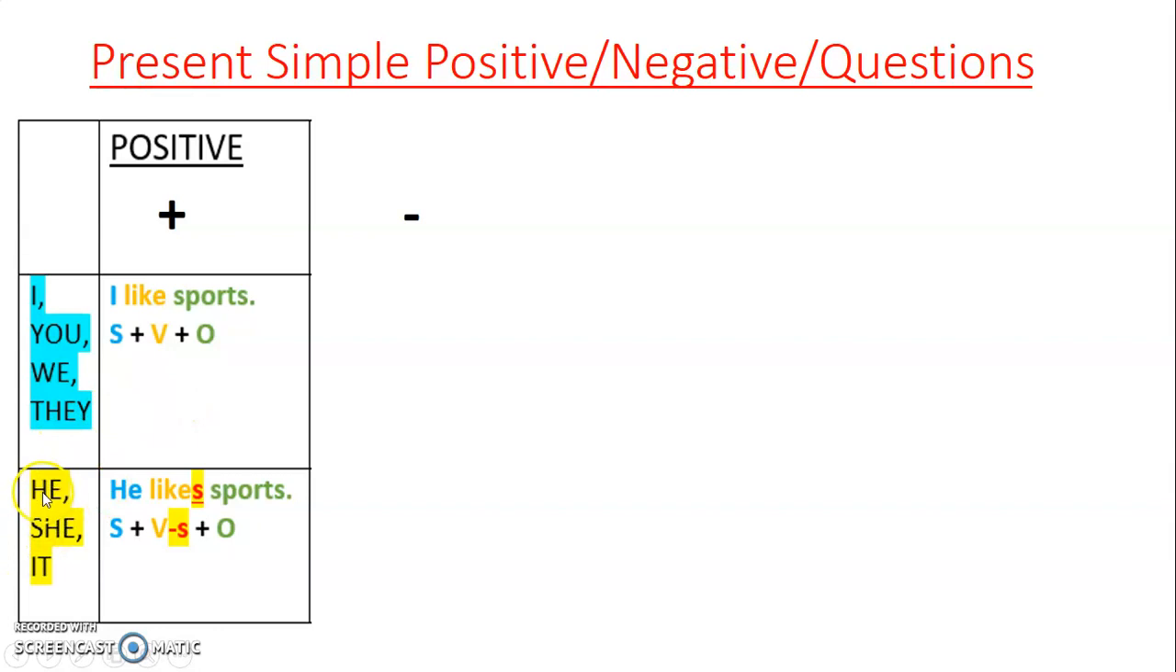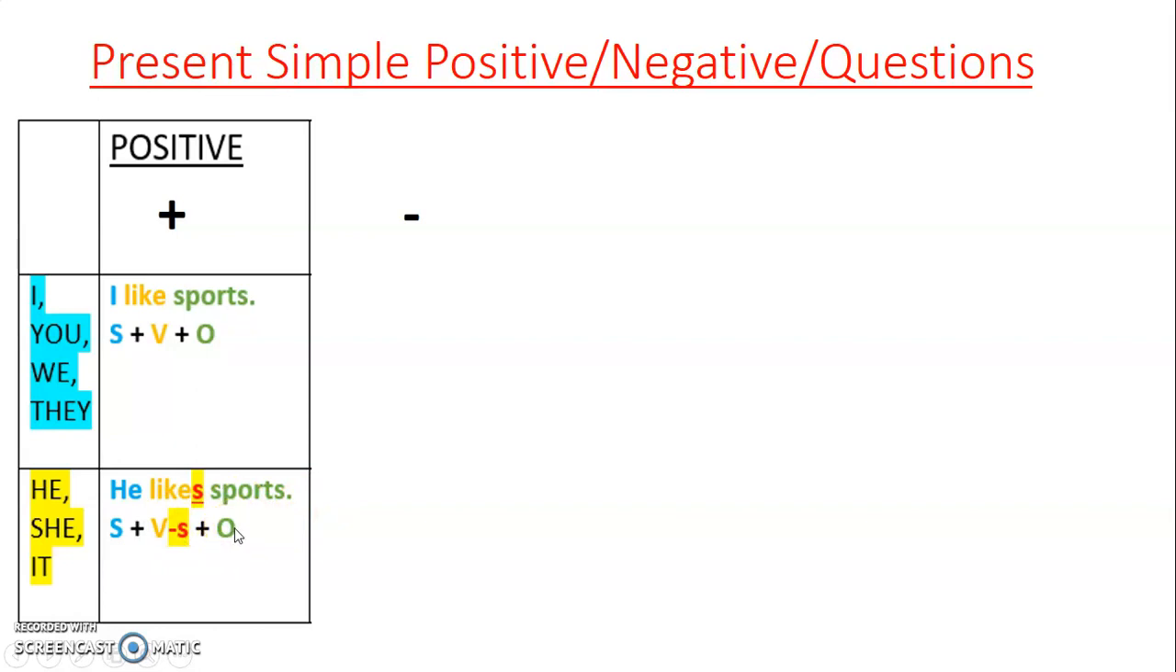Now let's look at the second part here. He, she, and it. Why did we put them all together? Because of the rule of putting an S on the verb. So he likes sports, we put an S with he, she, and it. So he likes sports. He is your subject, likes is your verb with an S, and sports is your object.